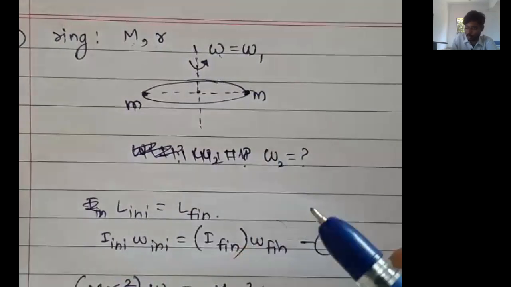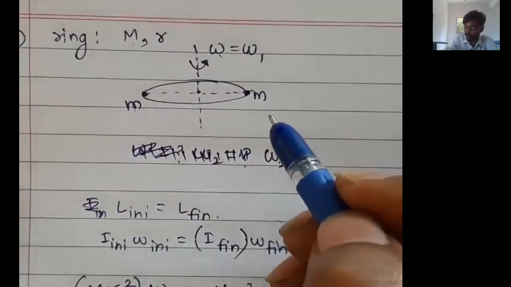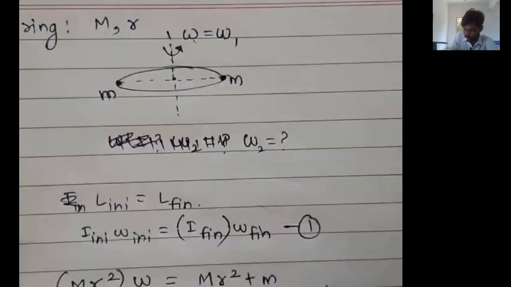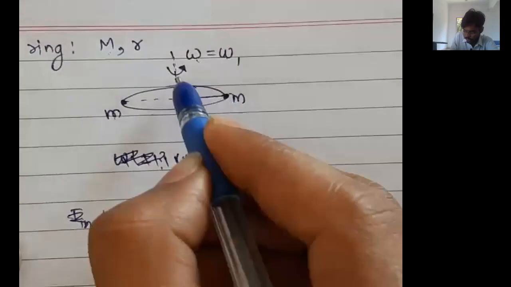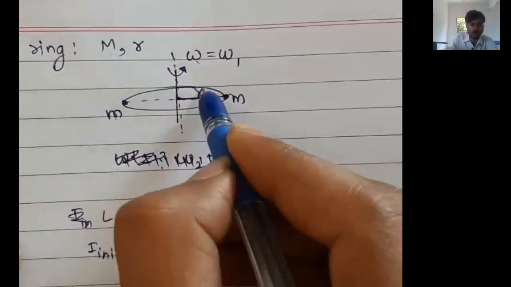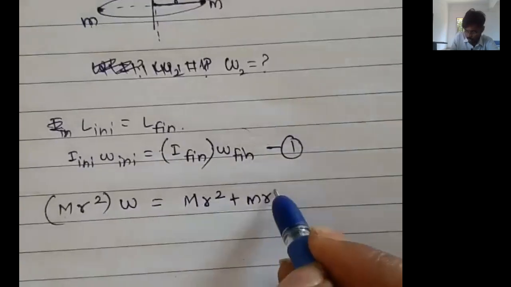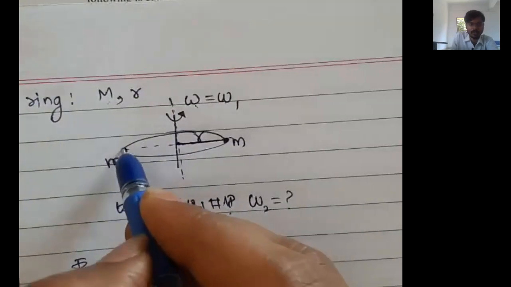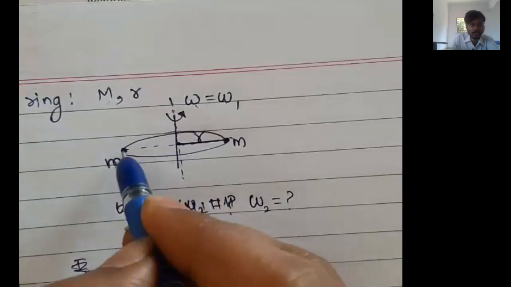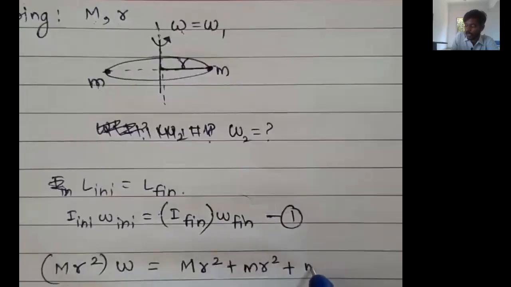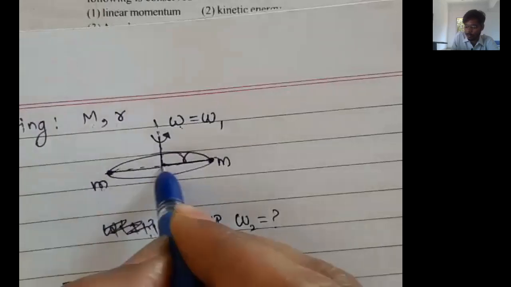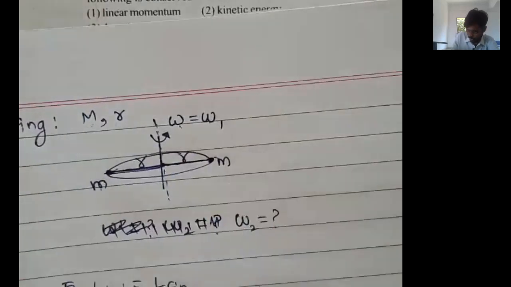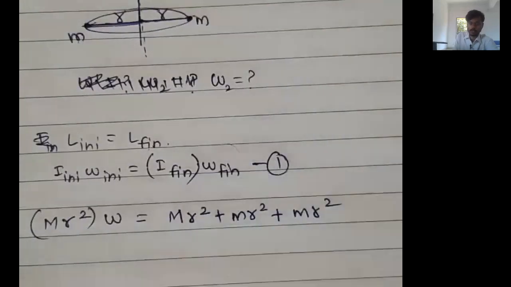How to find out the moment of inertia of a point mass? Sir, mr square. The mass of the point mass is small m. What is its perpendicular distance from the axis of rotation? From this axis of rotation, the perpendicular distance is small r. So small r square, plus the moment of inertia of this other point mass. Mass is m. What is r? It is the perpendicular distance of this point mass from the axis of rotation, which is again the radius of the ring. So again mr square.